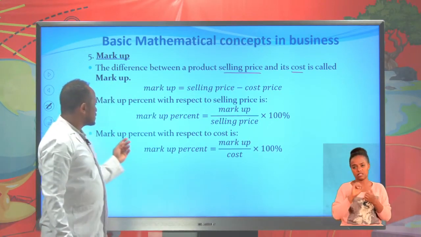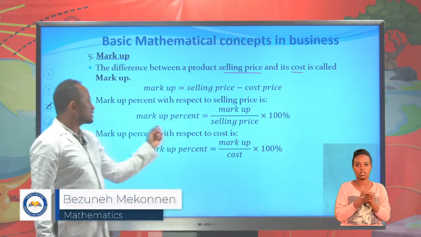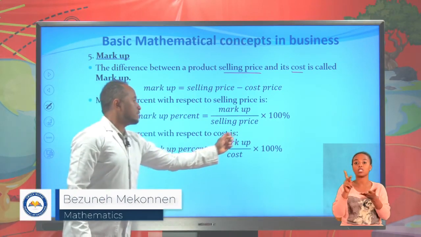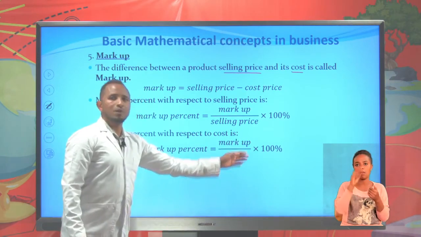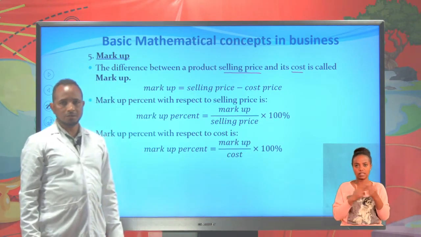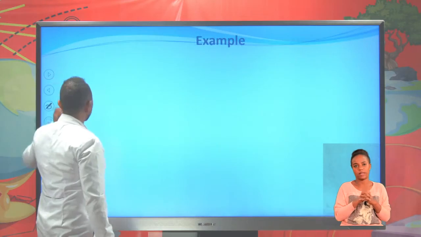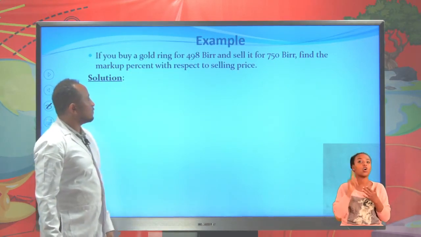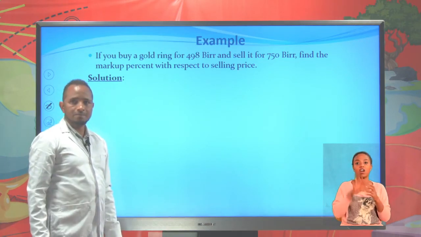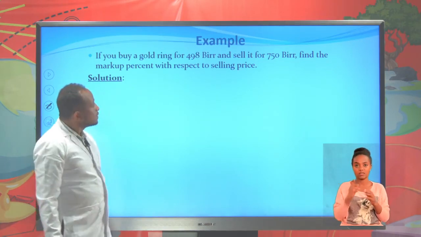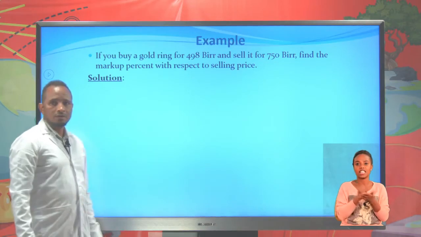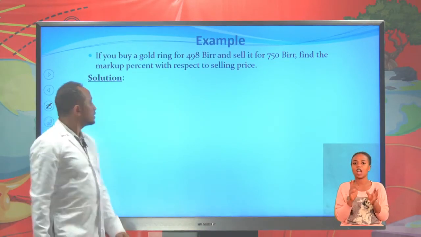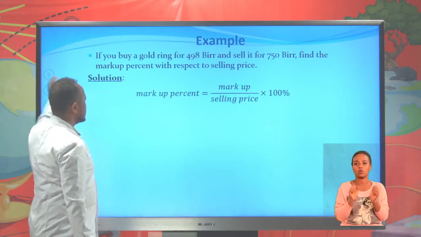In addition to this, if you are asked to calculate markup percent with respect to cost, simply you divide the markup by cost and you multiply it by 100%. Okay, now let's see an example for this. If you buy a golden ring for 498 birr and sell it for 750, find the markup percent with respect to selling price, it says here. So let's see the solution.